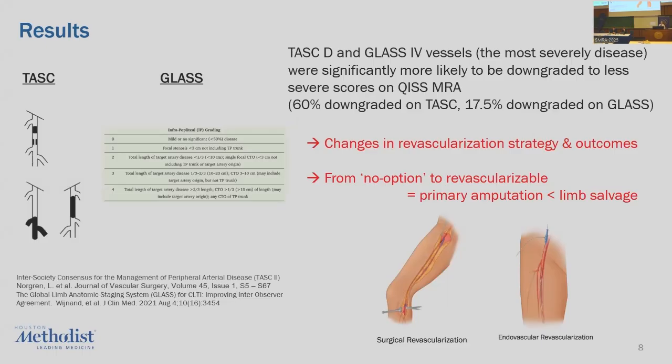In the most severe lesions, classified as TASC D or GLASS 4, KISS MRA led to downgrading disease severity, which directly changes revascularization strategies. And most importantly, limbs that seemed to have no revascularization option on conventional DSA seem like a good target for limb salvage interventions.